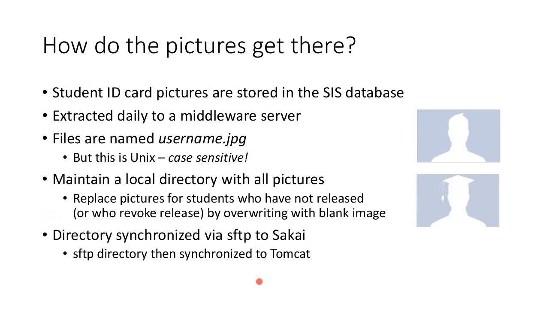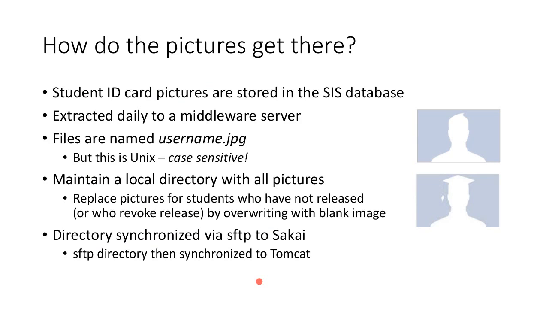Now, how are we getting the pictures there? Well, our student ID card pictures are stored in our SIS database as blob objects. We have a cron job to extract those blob objects to our SIS file system, and I'm having those transferred to a middleware server that I manage for massaging the data from the SIS that gets uploaded to Sakai for course creation and registration. So the files in my middleware server are named username.jpg, and I maintain a local directory with all of those pictures.